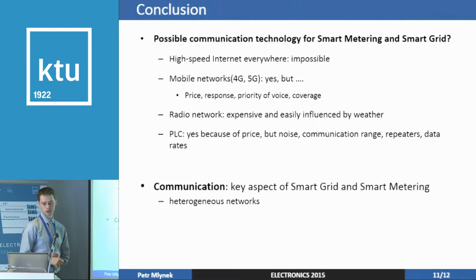And I would like to finish with some conclusions. We introduce two possible communication techniques for smart metering and smart grid issues, radio and power line. They are different, but for example, high-speed internet in every electrometer, I think it's not impossible. Nowadays, mobile networks are commonly used for remote data acquisition for electrometers, but there are also disadvantages in price, response, and so on. Therefore, we propose the hybrid power line and radio module, which can be used, for example, in street light control and so on.